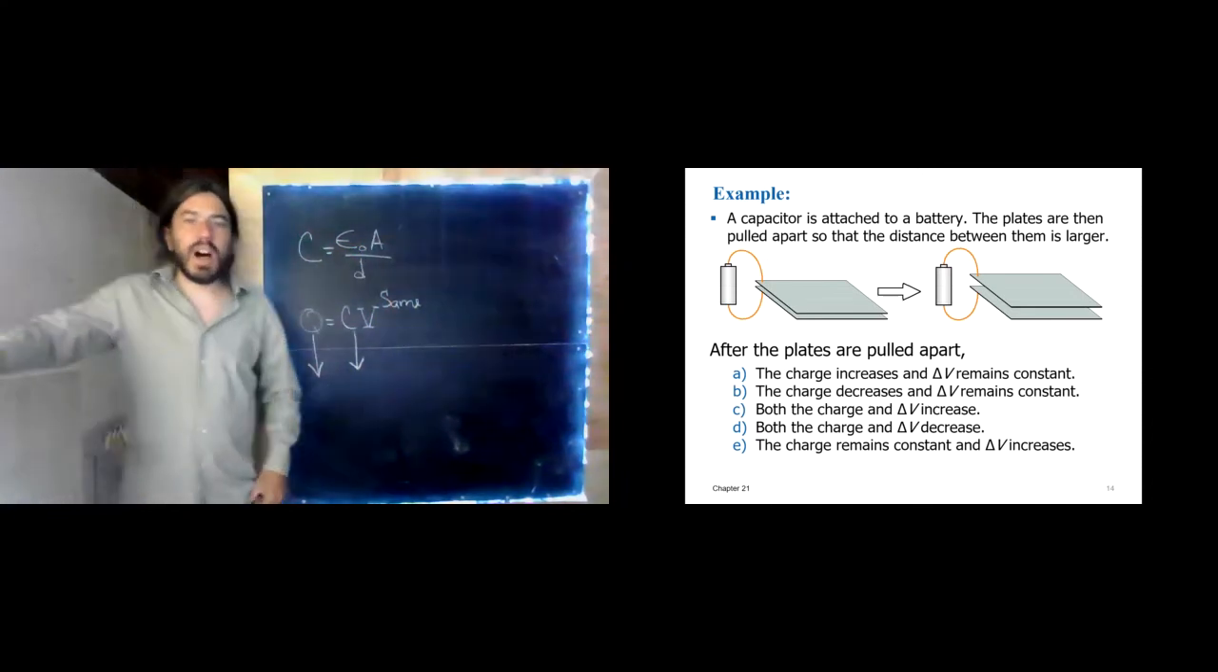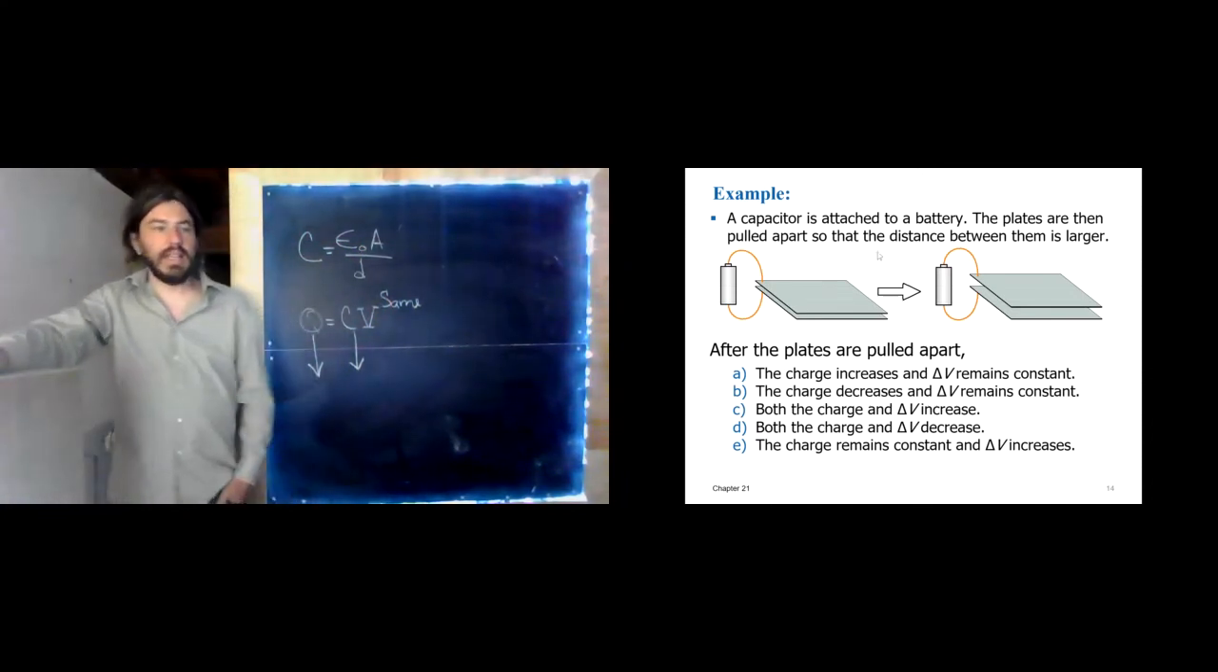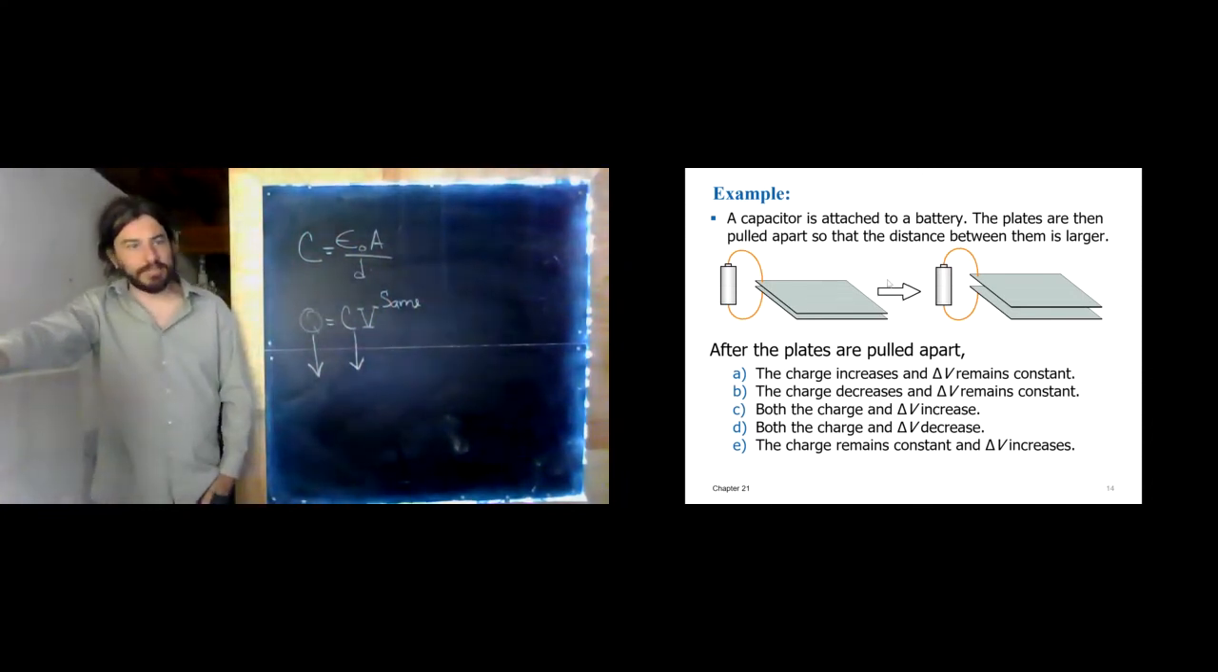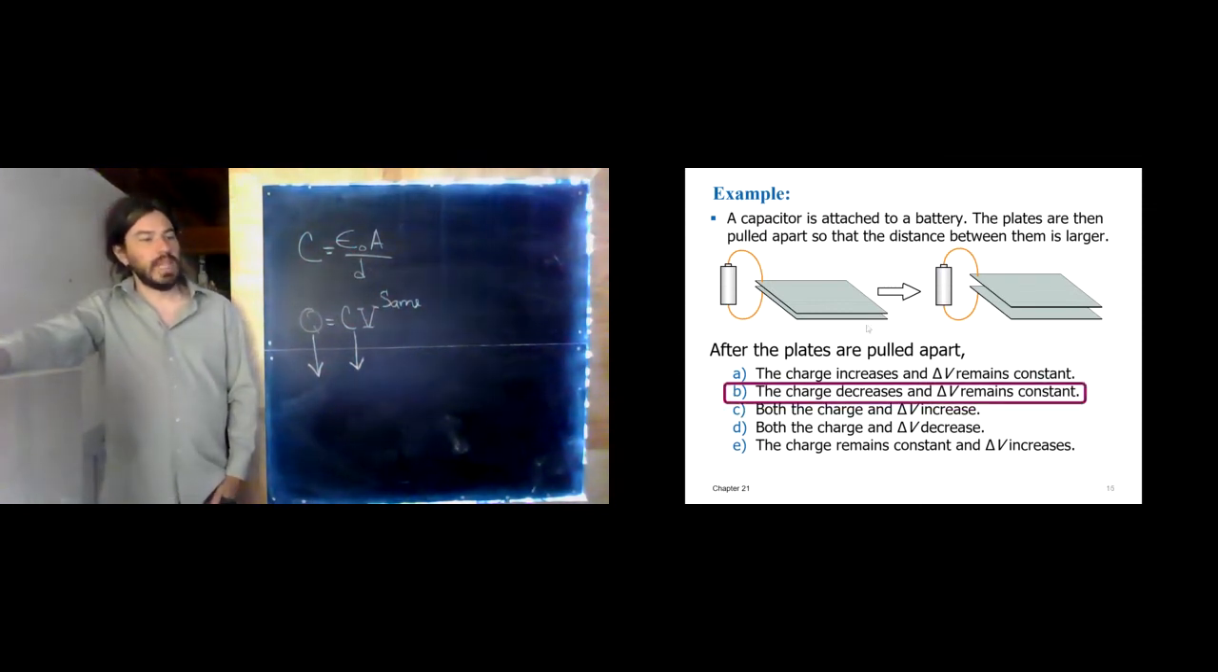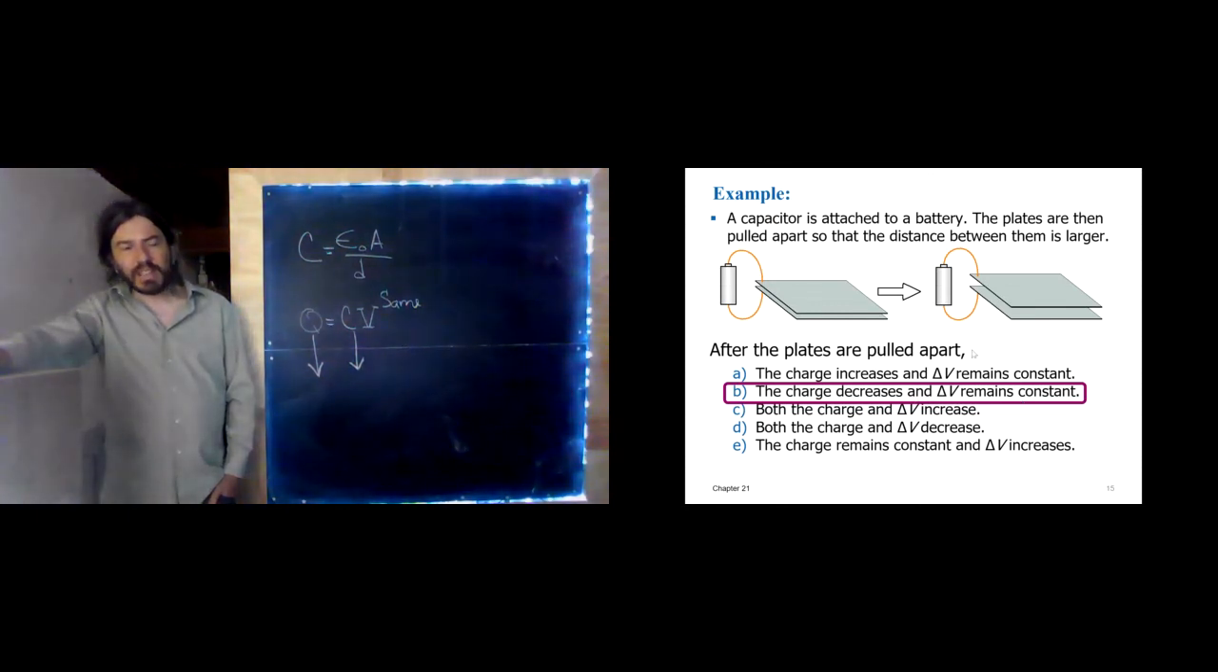Charge must be flowing off of the capacitor and into the battery. And indeed, the charge decreases and delta V remains constant. It's a little bit tricky.